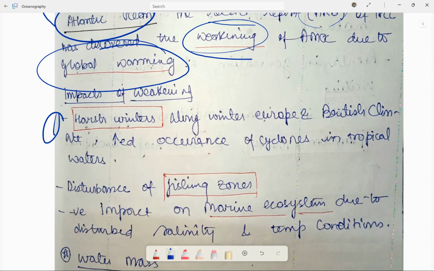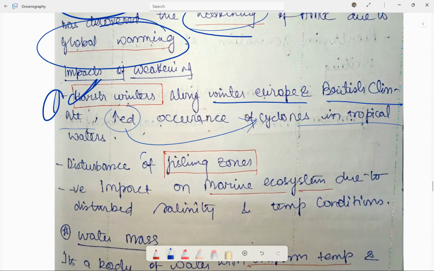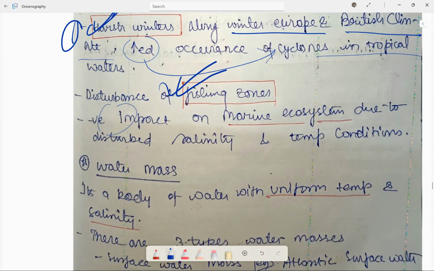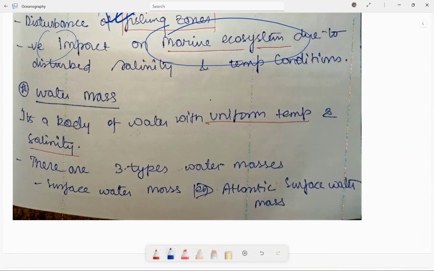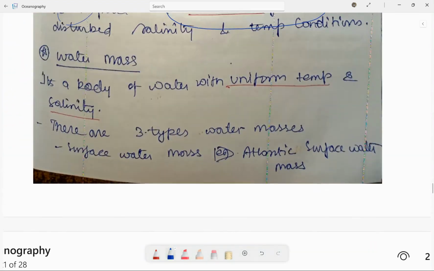First reason is harsh winters. Along the winter Europe and British climate increase the occurrence of cyclones in the tropical waters. There is disturbance in the fishing zone. There is negative impact on the marine ecosystem due to the disturbed salinity. These are the reasons for AMOC weakening.